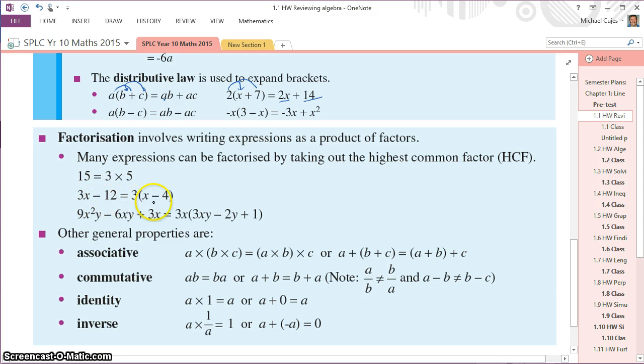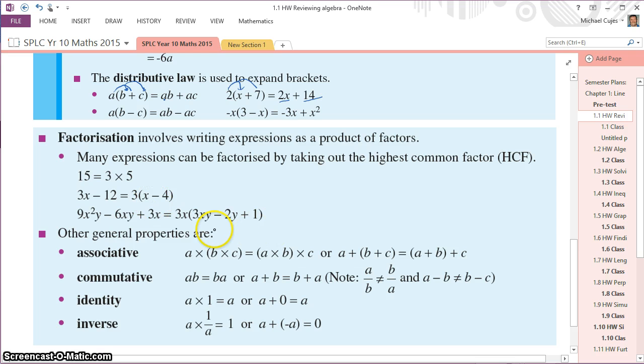Factorising 3x minus 12, how did they get the expression on the right? Well, they just simply looked for the highest common factor. The biggest number that went into 3 and 12 was indeed 3. The first term had an x, the second term didn't, so 3 was my highest common factor. Put the highest common factor in front, put the leftover factors inside the brackets. Now I've got a product of factors there, so that is fully factorised.